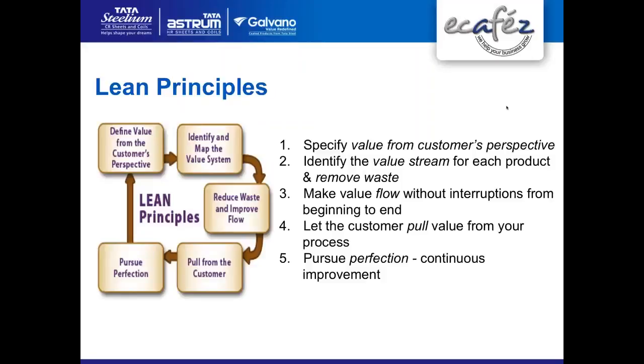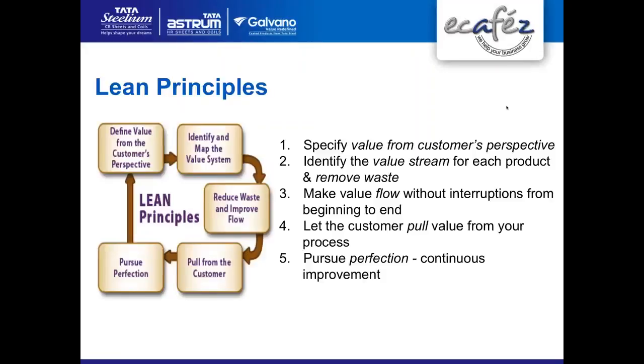The second principle: identify the value stream for each product and remove the rest. We have to map and identify all the processes right from beginning to end and try to discover what is preventing the flow of the product, and that must be eliminated. Third principle is make the value flow without interruption from beginning to end. So by elimination of waste, we enhance the value of the product. It must flow without any interruption. The moment any interruption takes place, waste starts generating.